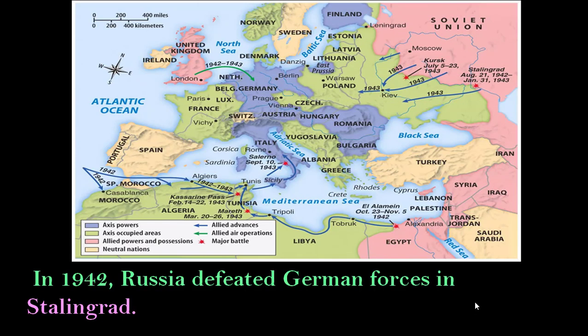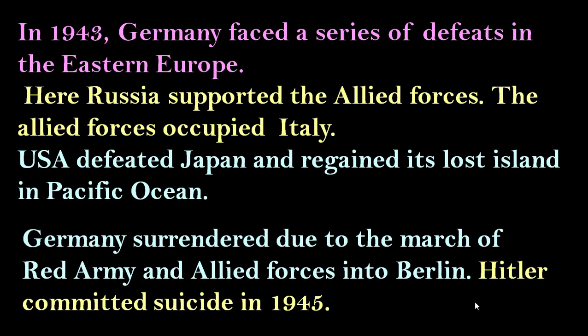In 1942, Russia defeated the German forces in Stalingrad. In 1943, Germany faced a series of defeats in Eastern Europe. Here, Russia supported the Allied forces. The Allied forces occupied Italy. USA defeated Japan and regained its last island in the Pacific Ocean. Germany surrendered due to the march of the Red Army and Allied forces into Berlin.